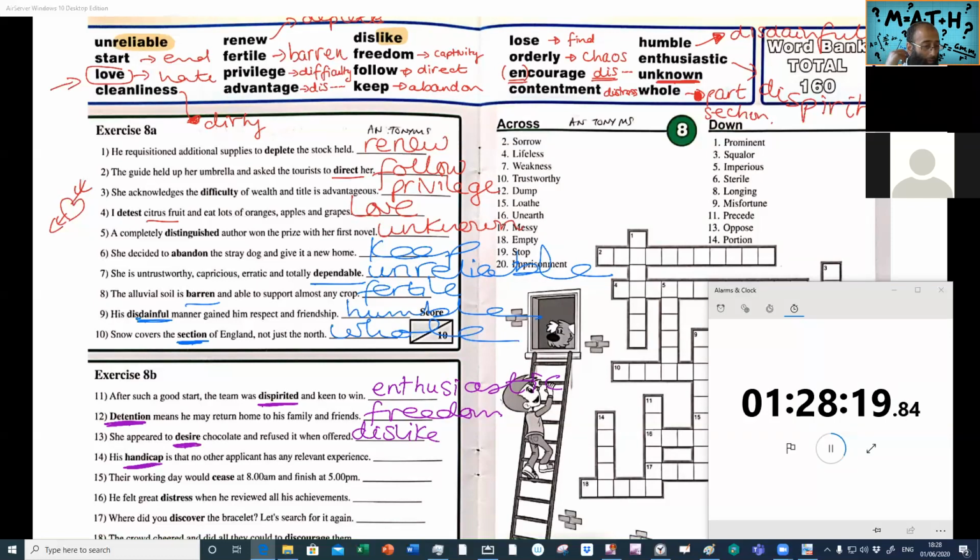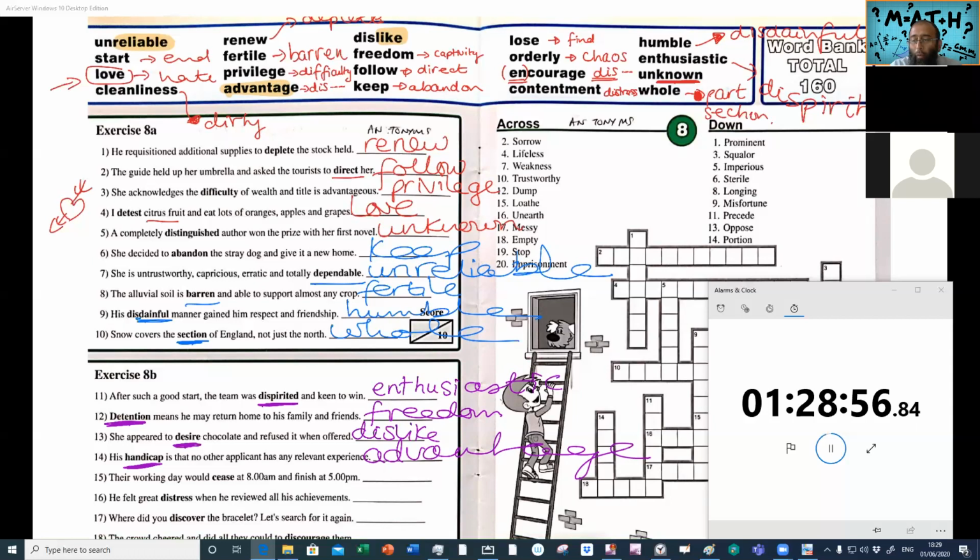Handicap is no longer. His handicap is that no other applicant has any relevant experience. If you see a handicapped person, they have a major disadvantage. For example, they are physically handicapped, they can't walk, so they are disadvantaged compared to normal people. So the opposite of being disadvantaged is what? Advantage. Fantastic. Yes. Okay, lovely. Next word.